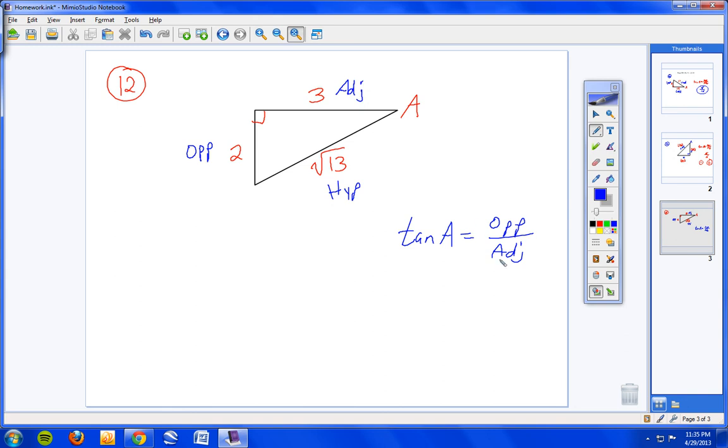Well, how do you find tangent? Opposite over adjacent. Where's my opposite side? 2. It goes up top. Where's my adjacent side? 3. It goes in the bottom. So the answer is 2/3. Just like that, we're done with the first 3 problems.